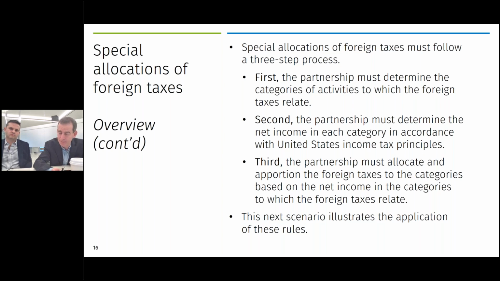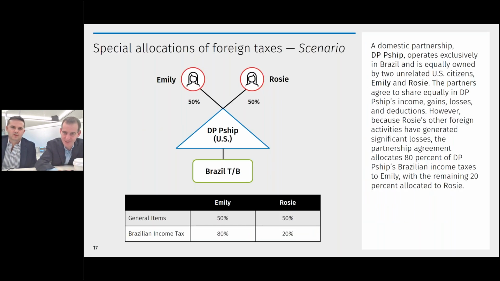You have to determine what is the base upon which the foreign taxes relate. And so you say, okay, well, this tax relates to this income. Well, what income category is that? And then the taxes need to be shared based on the same income that's in that category. And so obviously, as I said earlier, it's easier, I think, to go through some scenarios. So we'll get into the example here and kind of flesh that out.